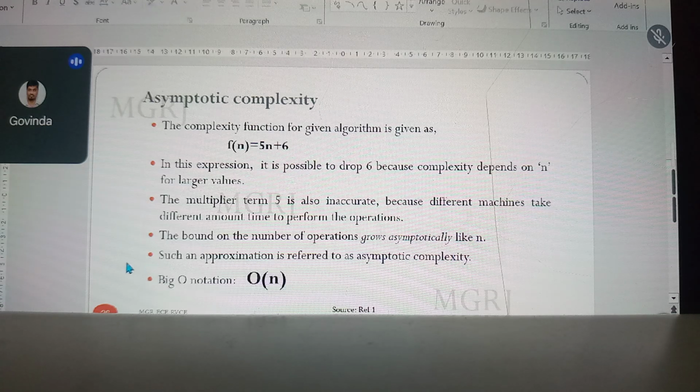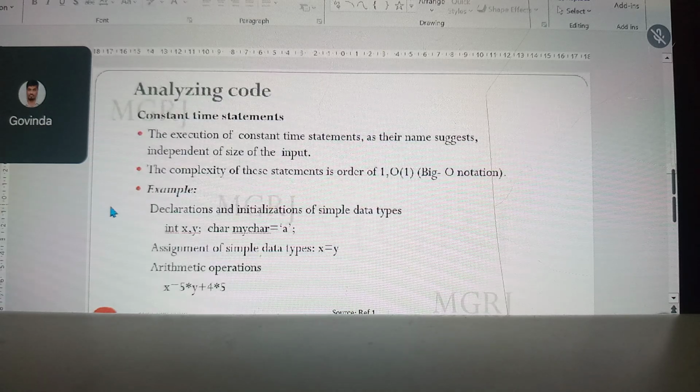So what it says is that the complexity of the given function varies in the linear sense with respect to the number of elements of the array. Is it clear? Yes, sir.